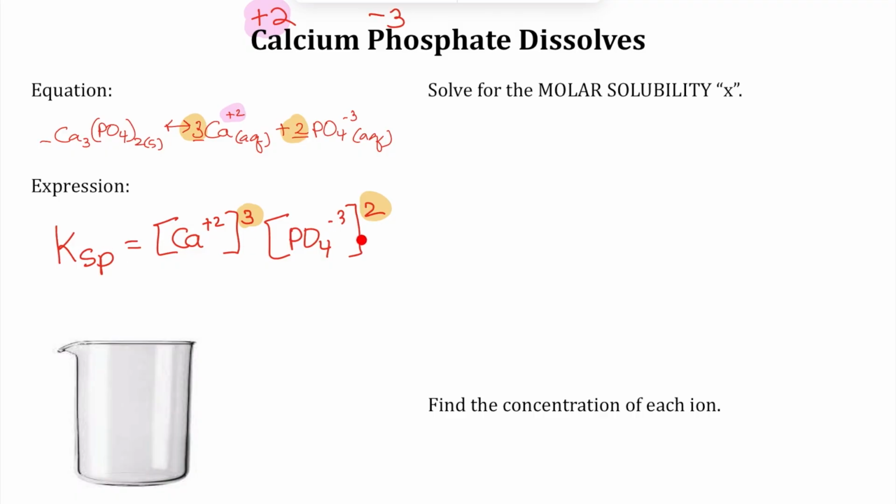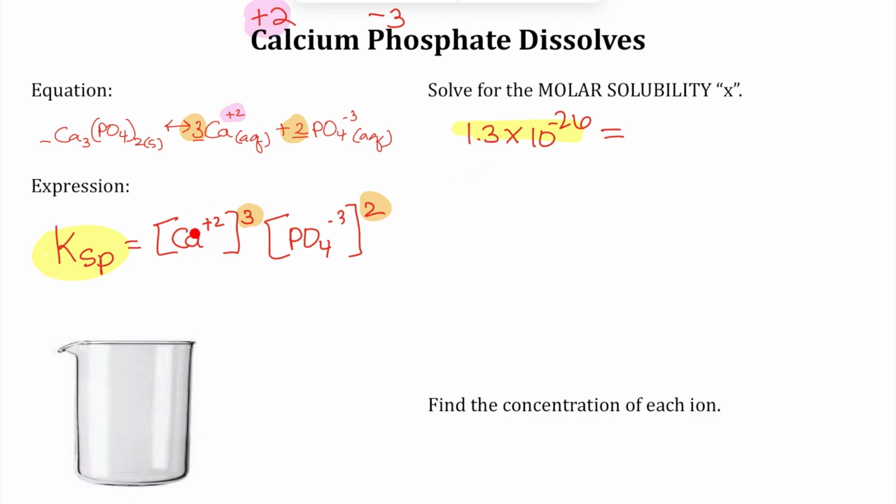Now that I have that expression to solve for molar solubility, I need to plug those in. I need to plug in my Ksp value. I'm going to plug that in on the left. So I'm going to have 1.3 times 10 to the -26. That's going to equal, well, I need to get an equation with just one variable.